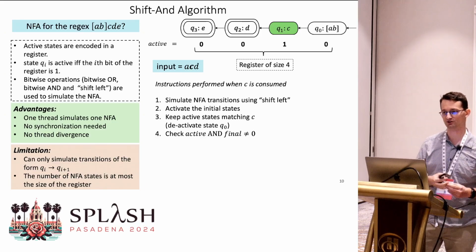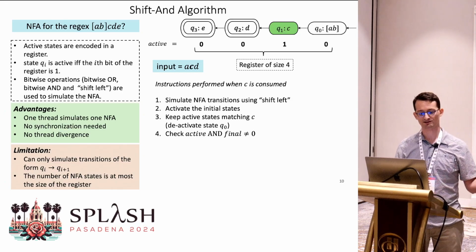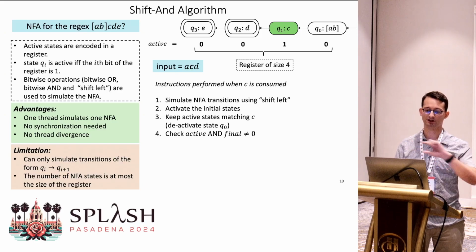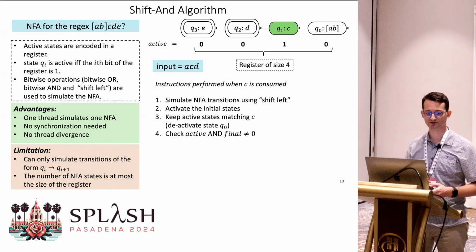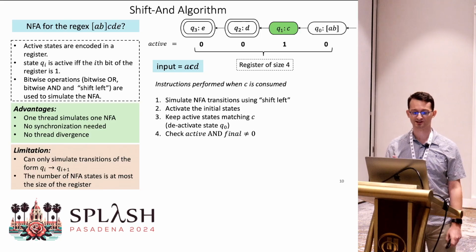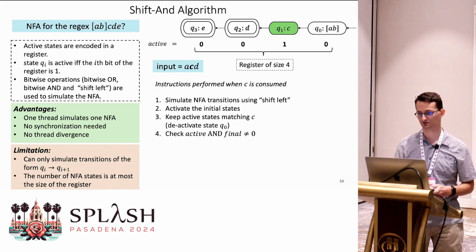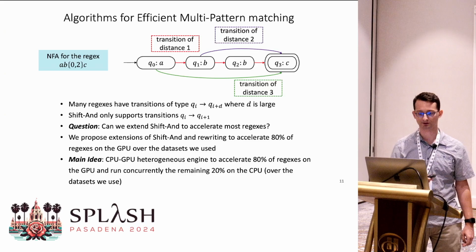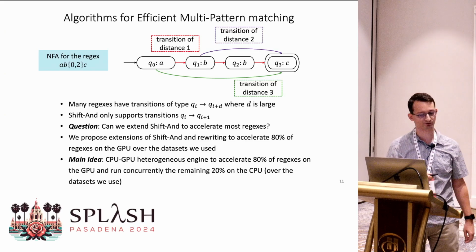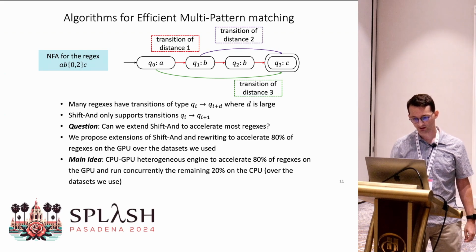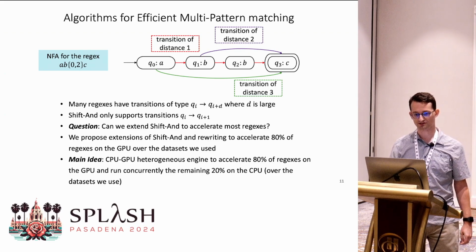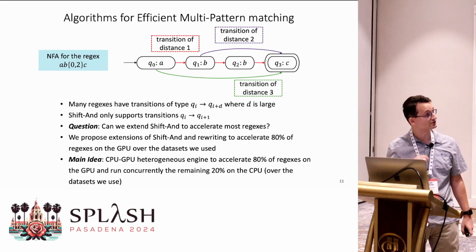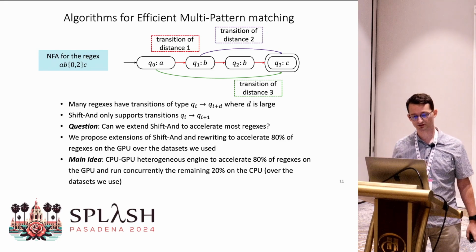There are still some limitations of this algorithm. For instance, it can only simulate transitions of the form state Qi to state Qi plus 1 that look like a line. Moreover, there is also a restriction on the number of NFA states that must be at most the size of the register. And this is indeed a restriction. There are many regexes in the real world that look like this one here, AB02C. And here I colored in different colors the transitions with different distances. So in red, there are the transitions of distance 1 that we could support with Shift-And. But the transitions of distance 2 and 3, we cannot support them with Shift-And.